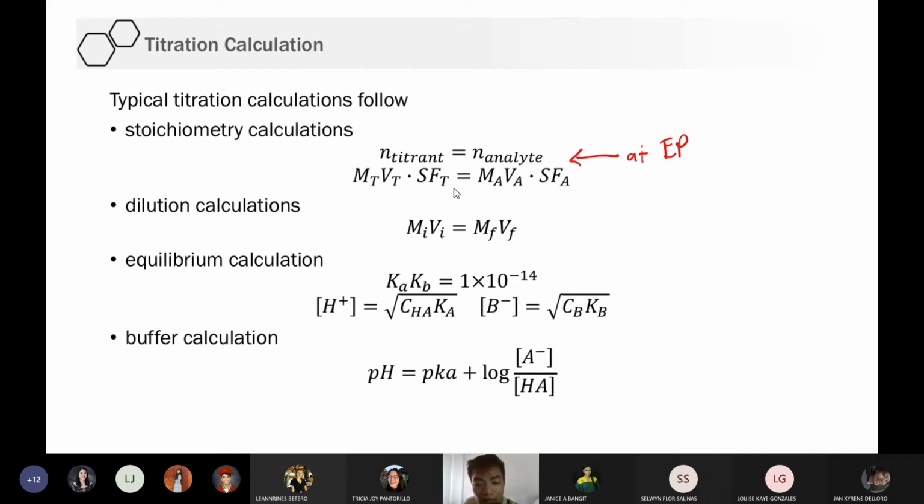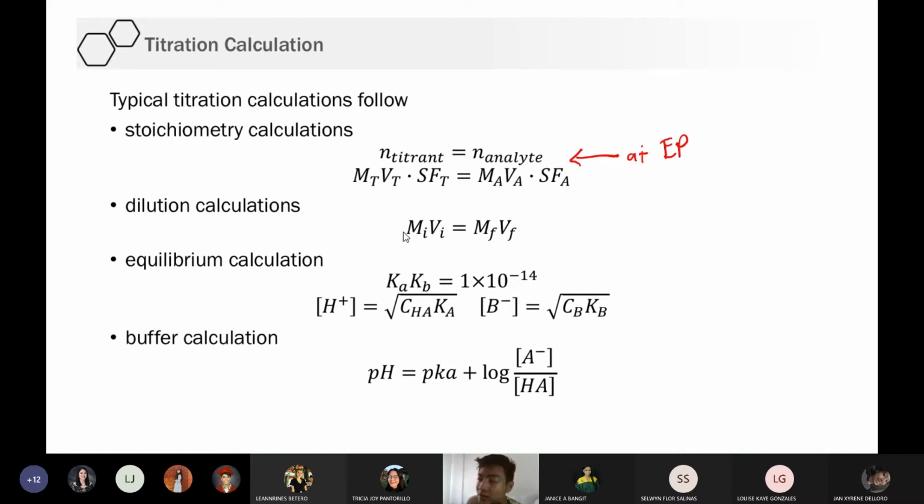Okay. So sa analyte, ganun din. So the moles of analyte can be calculated as the molarity of analyte times the volume of the analyte times its stoichiometric factor. Okay? So yan yung ating stoic calculation. So ito, alam niyo na to, chapter 1 to eh. For dilution calculation, we use the dilution formula M1V1 equals M2V2 or MFVF. No?